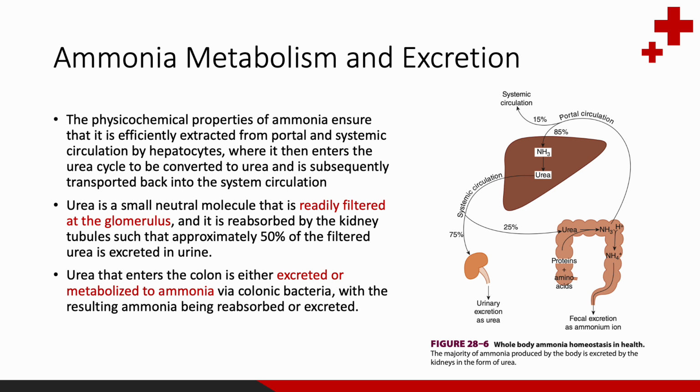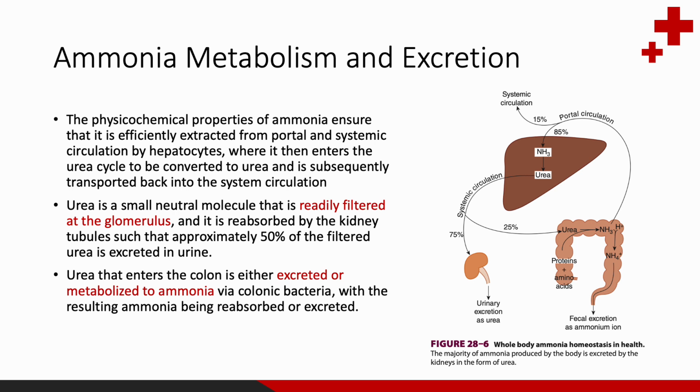The physicochemical properties of ammonia ensure that it is efficiently extracted from portal and systemic circulation by hepatocytes, where it then enters the urea cycle to be converted to urea and is subsequently transported back into the systemic circulation. Urea is readily filtered at the glomerulus, and it is reabsorbed by the kidney tubules such that approximately 50% of the filtered urea is excreted in urine.